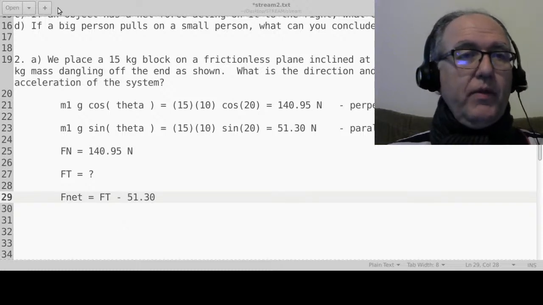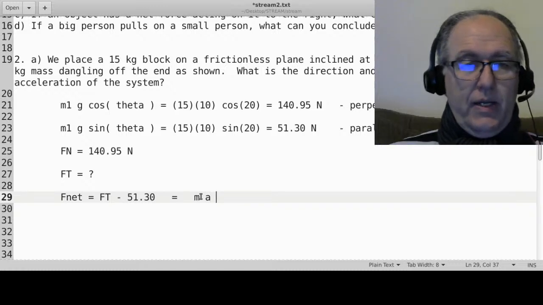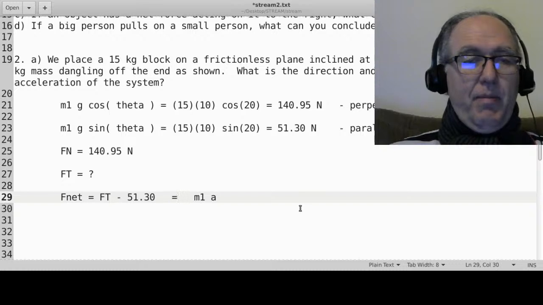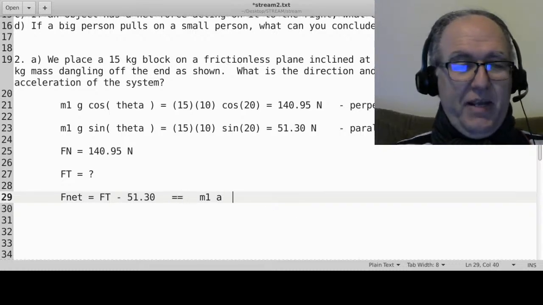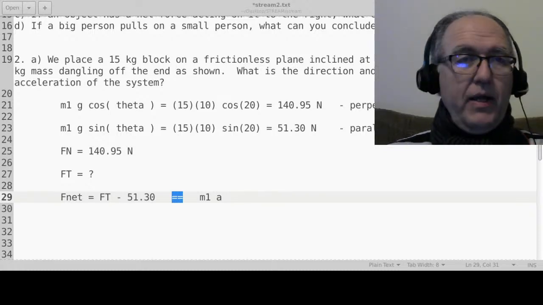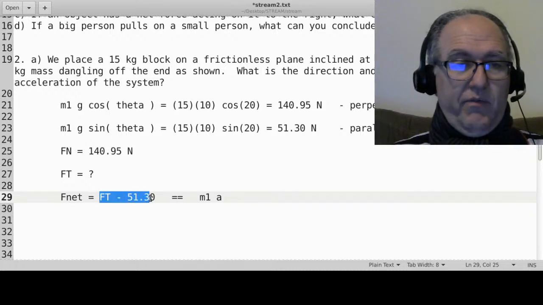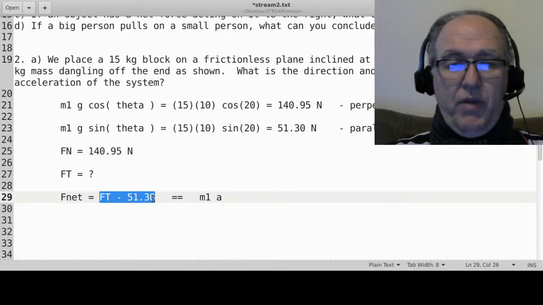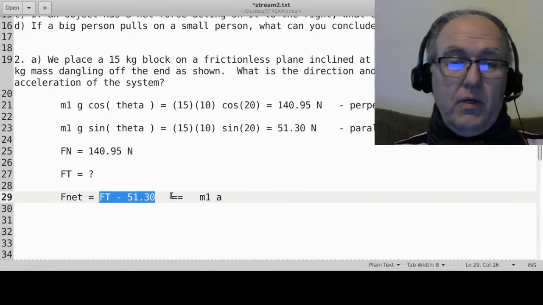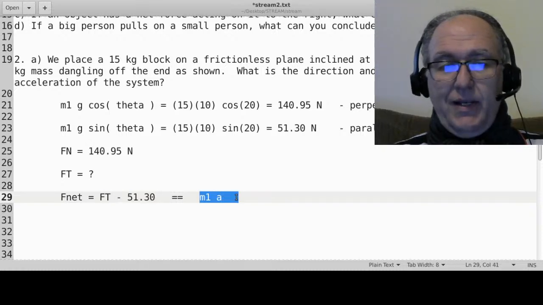Now what? Well, F net must equal MA. Now there's two M's, so it's actually M1A. This second equality right there, maybe I can do a double equals. I know that looks a little funny, but just to emphasize, that double equals is because of Newton's second law. This equals is because you did a vector sum and found that the total force adds up to Ft minus 51.3. But then once you've got that total force, just because Newton said so, and Newton's right, that net force must equal Ma, like that.